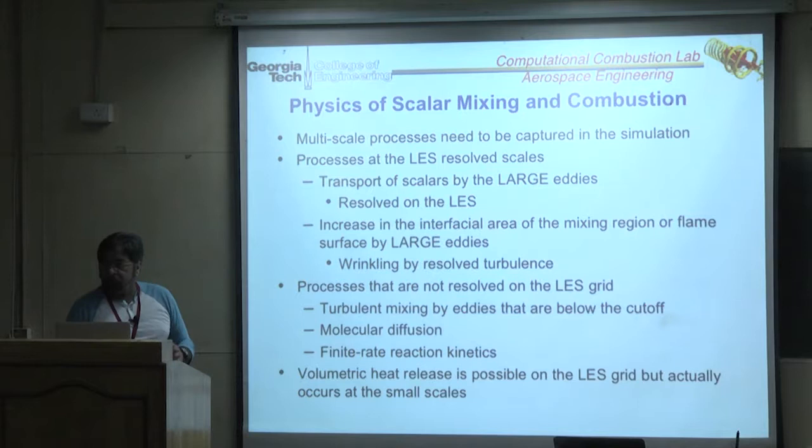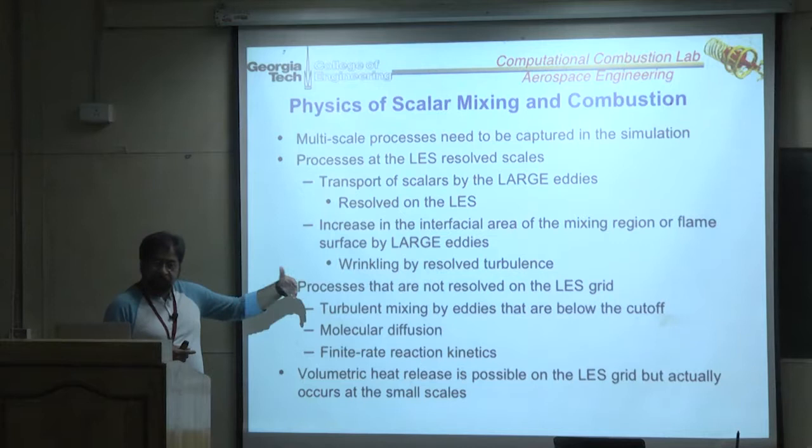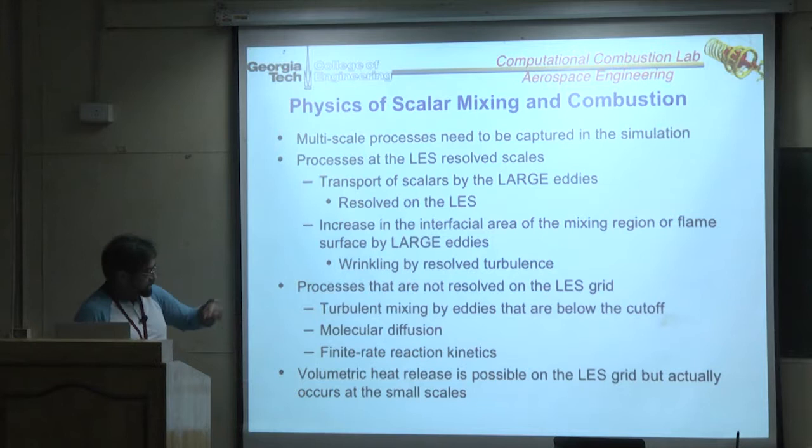So when heat release goes up, temperature goes up, viscosity goes up, Reynolds numbers decrease, and then it starts affecting the energy cascade of the turbulence. Small eddies start to disappear, and then the energy goes back, and that affects the velocity field, which then couples back to this process again. So that's the coupling that occurs in that.